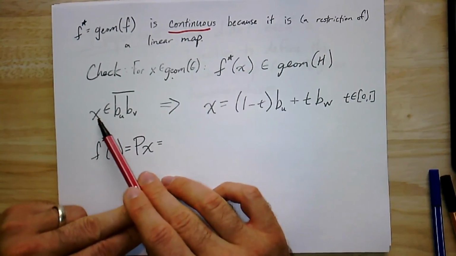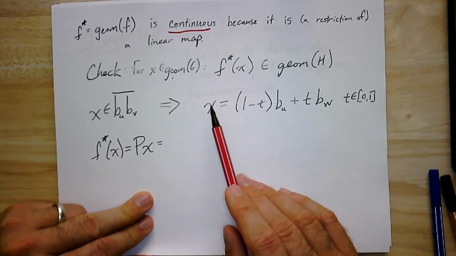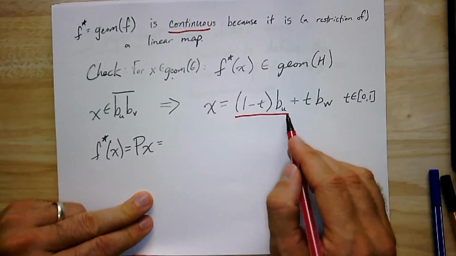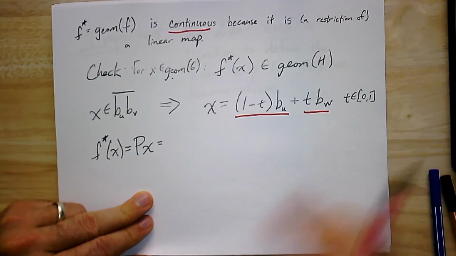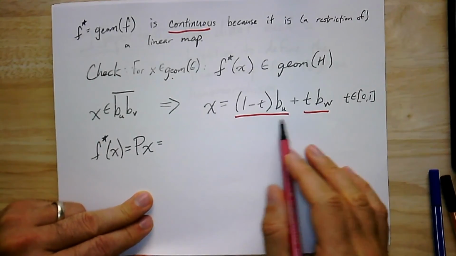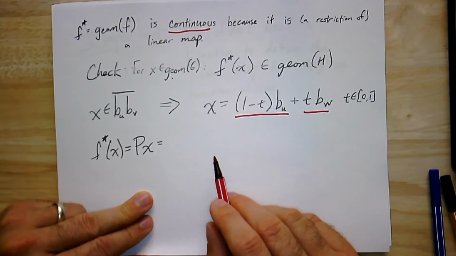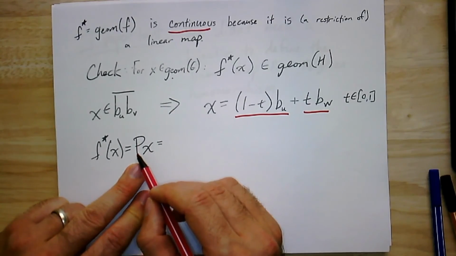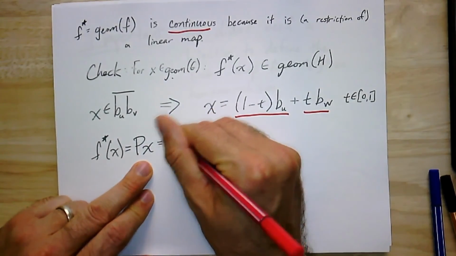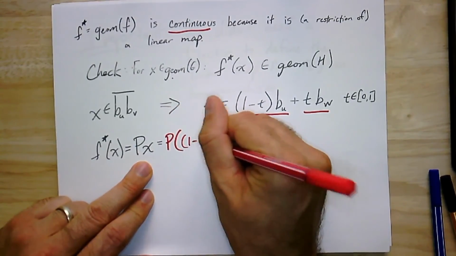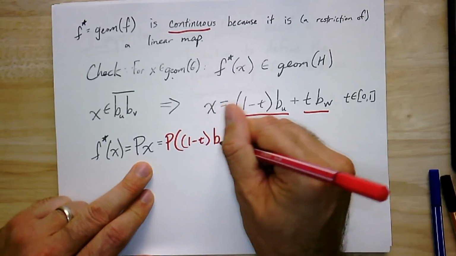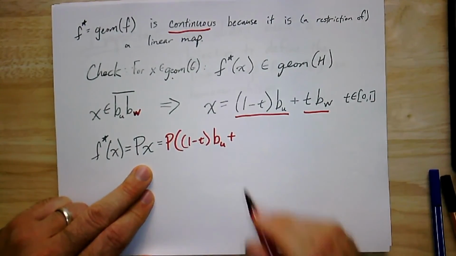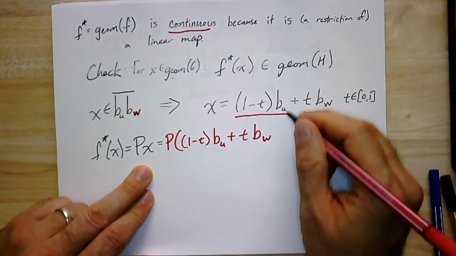Again, just a reminder, if I take a point in a line segment, that means I can write that point as this combination, 1 minus t times the first basis vector plus t times the second one, for some t in 0 to 1. This is just writing the line segment parameterized by time. And so when I take f star of x, which is just applying the permutation matrix P to x, that's like applying P to this whole thing, 1 minus t times b_u plus, sorry, let's make this w, plus t times b_w.